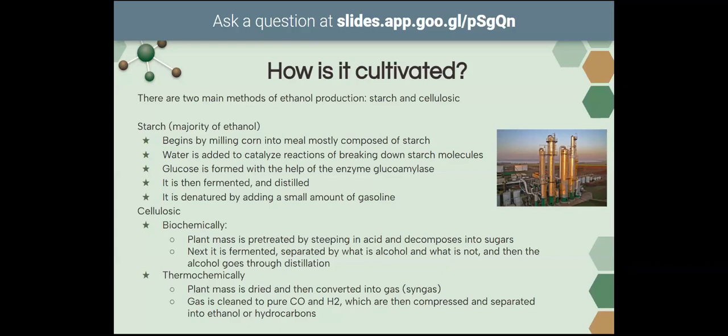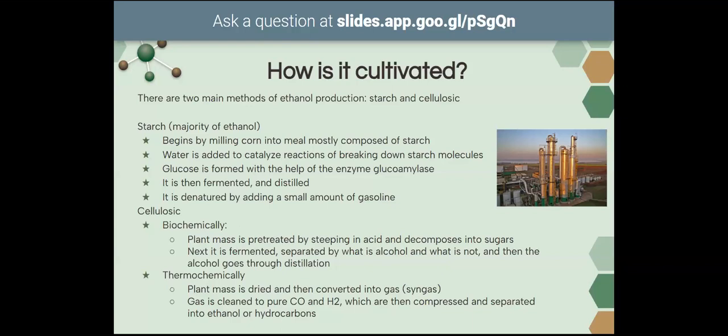Now, the more experimental and newer form of ethanol production is called cellulosic. There are two forms of this. I'm sorry, I forgot to mention that for cellulosic, it is not corn that is used. It's not the starch found within corn. It is different types of plant bits, such as branches, leaves, things like that, known as plant mass. So, that is what's going to be used in the cellulosic form.